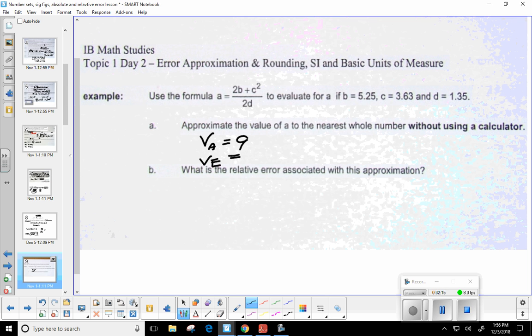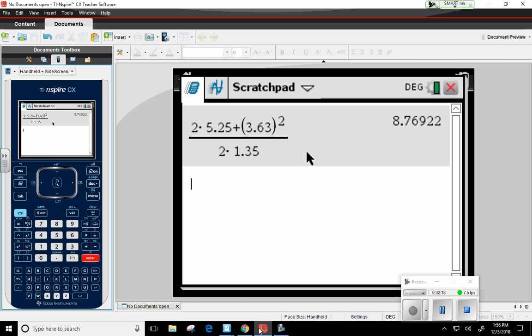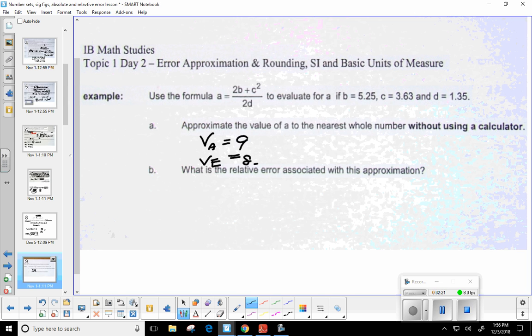But the exact answer that we got, let's say 8.77, just so we put a value on our paper. Is everybody okay with that? So now, what's the relative error associated with this approximation? We're not looking for the percentage, so we don't multiply by 100, we're just finding the decimal value. But to find the relative, we have to find the absolute. Remember, the absolute error was the absolute value of what? V sub a minus v sub e.